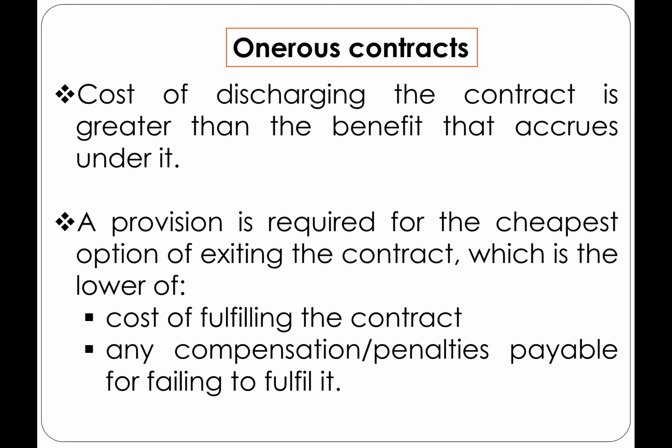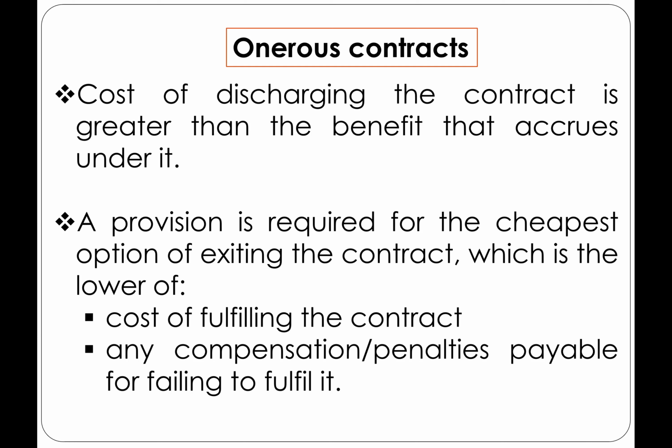So let's say, for argument's sake, the rental payments that are left are 100,000. Then you consider, if I were to cancel the lease today, are there any penalties that I'm going to be asked to pay for canceling the lease? Maybe the penalties are 80,000. So we are saying you create a provision that is the cheapest option of exiting the contract, which is the lower of the cost of fulfilling the contract, which is the 100,000 rentals that you need to pay until the contract lapses, or any compensation or penalties payable for failing to fulfill, which is the 80,000 you need to pay for terminating the contract. So you take the lower of the two.